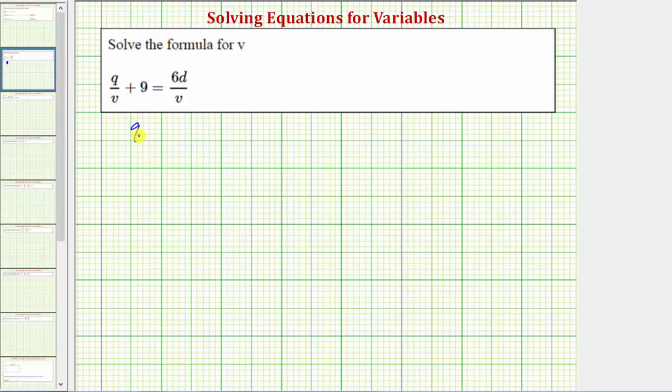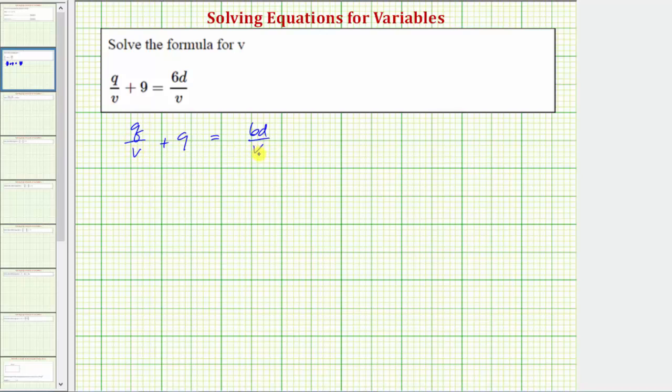We want to solve the equation q divided by v plus 9 equals 60 divided by v. In order to solve for v, we need to isolate v on one side of the equation. Notice right now we have a v in the denominator here as well as here.